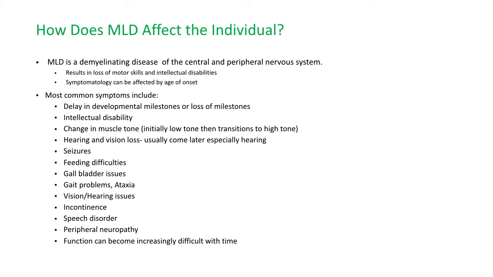Intellectual disability, change in muscle tone, initially low tone, also known as hypotonia, and then later high tone, which is hypertonia. Hearing and vision loss, seizures, feeding difficulties, gallbladder issues, gait problems, ataxia, incontinence, speech disorder, peripheral neuropathy. And remember, function can become increasingly difficult with time.